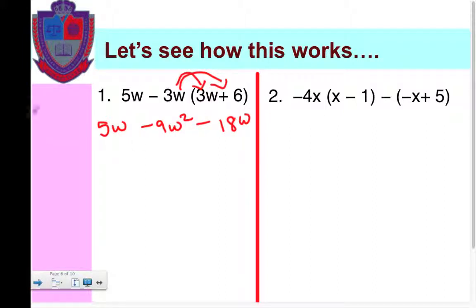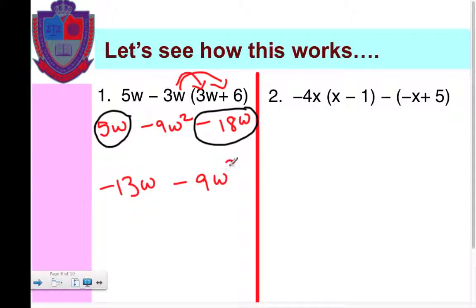So what are my like terms? I like to circle my like terms. I have 5w, 18w. So when I combine these, 5w minus 18w becomes minus 13w minus 9w squared. And that's my final answer.